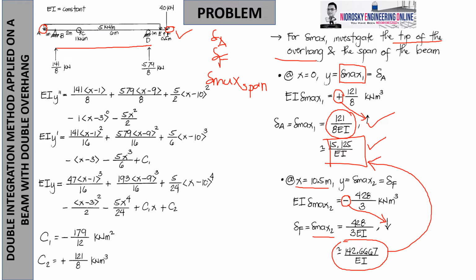So, for the meantime, the best candidate for the maximum deflection is 142.667, or 428 over 3 EI, found on the tip of the overhang at point F, or the overhang on the right side of the beam. But don't forget that there's a span, so we need to investigate it further.